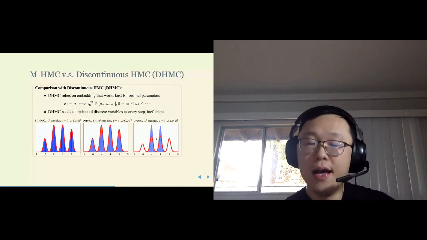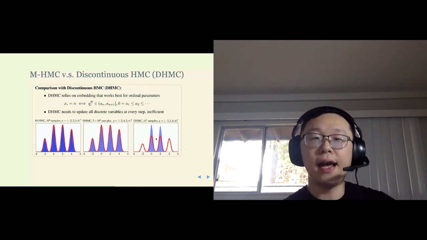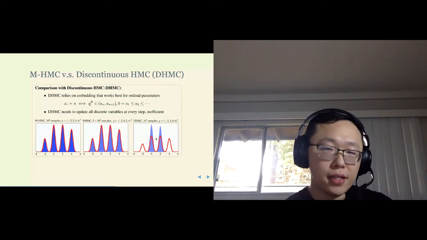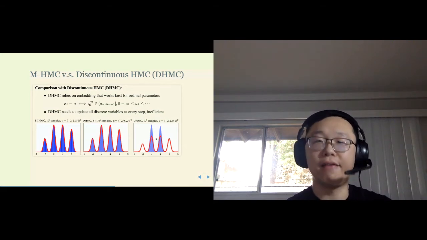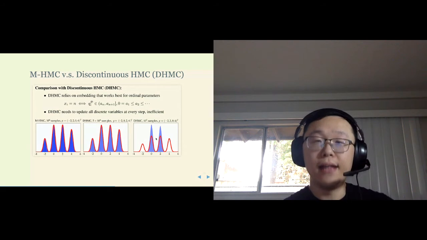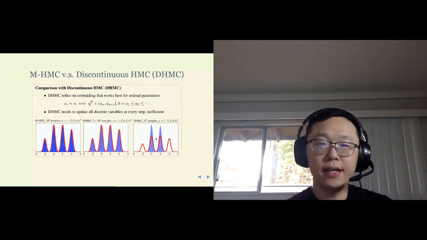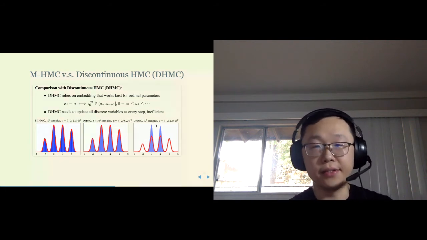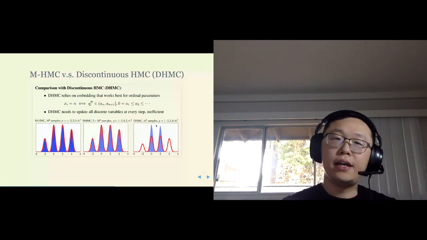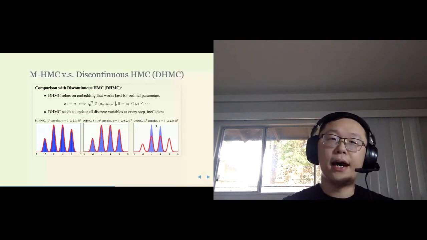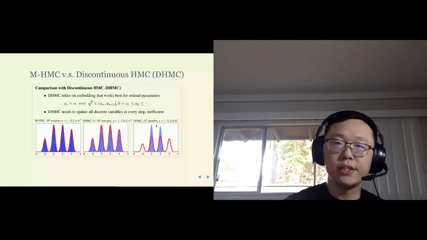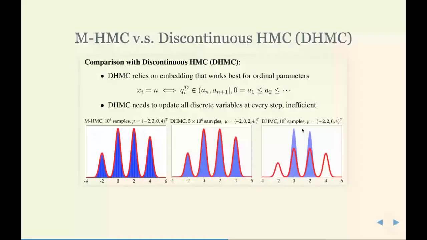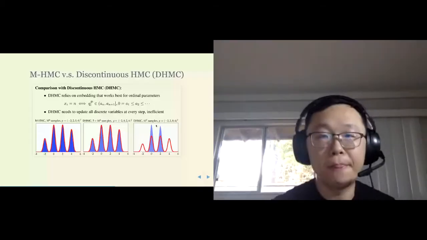That's why MHMC can be easily applicable to any distributions with mixed support. Furthermore, DHMC has this special algorithmic structure where you have to update all discrete variables at every step, and that is inefficient in some cases. In contrast, for MHMC, I can flexibly control how frequently I want to update my discrete variables and how many discrete variables I want to update at each time.